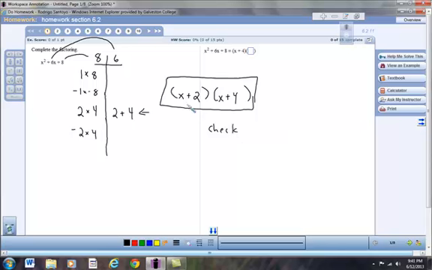So if we FOIL, we do x times x, that's x squared. X times 4 is plus 4x. 2 times x is plus 2x. And 2 times 4 is plus 8. We combine like terms, we get 6x. And we just bring everything else down. That x squared comes down, and that plus 8 comes down. And we see that this problem matches up with this problem. Therefore, our solution is correct.